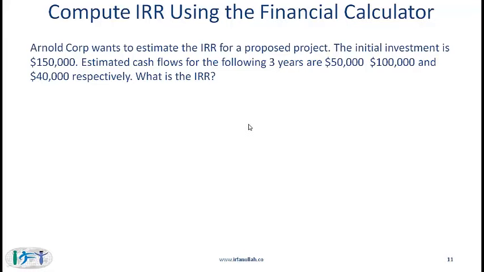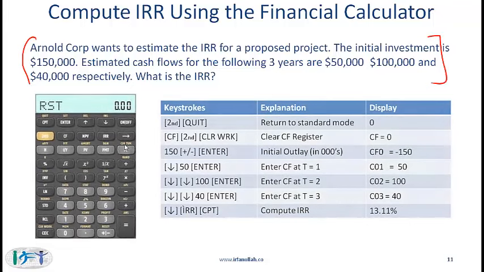The better way is to use a financial calculator. So we take the same question, and here is what we need to do. These are the keystrokes for computing the IRR. This is simply to set the calculator to standard mode. We hit the cash flow button over here and clear any past numbers in the cash flow register, and then we enter this information, and we are working in thousands. So the initial outlay is minus 150. So plus minus is to make it a minus. That is telling the calculator that the first cash flow at time 0 is minus 150.